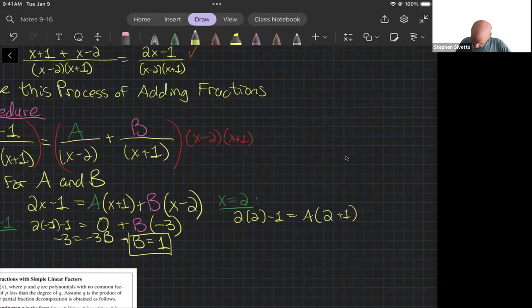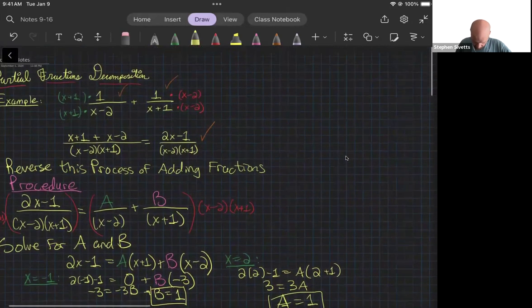Right, so this is 2. So 3 is on the left, and we'll have 3a on the right. So that means a is 1. And it checks out too, right? From the example we had before.